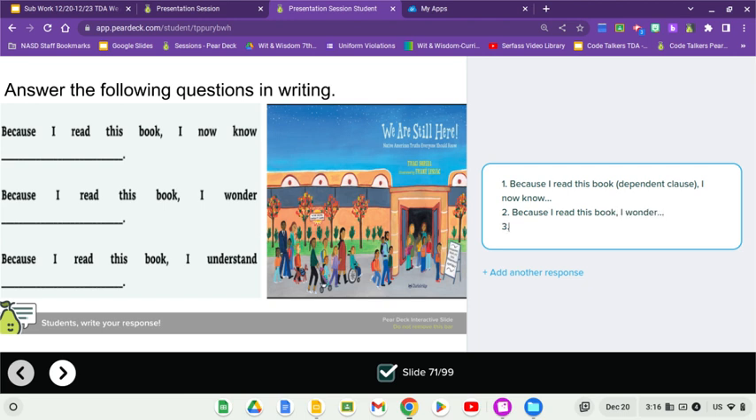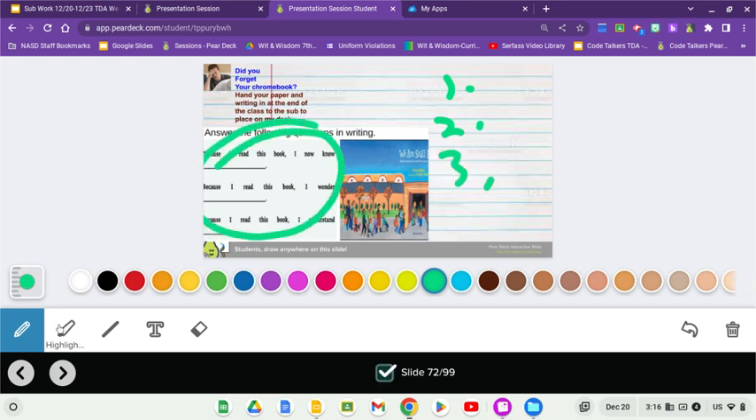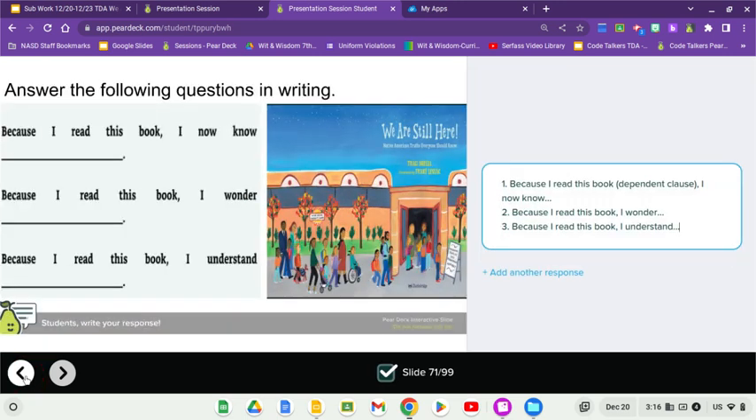Number 3, because I read this book, comma, I understand. Right? And then if you don't have a book, of course, you're just going number 1, number 2, number 3, writing those same sentences there. Okay? Please take the time to finish those 3 sentence starters now. All right.